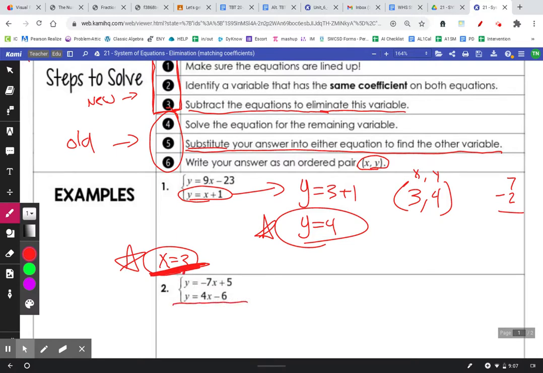Are my x's stacked on top of each other? And are my coefficients stacked on top of each other? As long as that's happened, then I'm good to move on to step 2. If not, I have a little extra work here. It's happened. I'm ready to go.